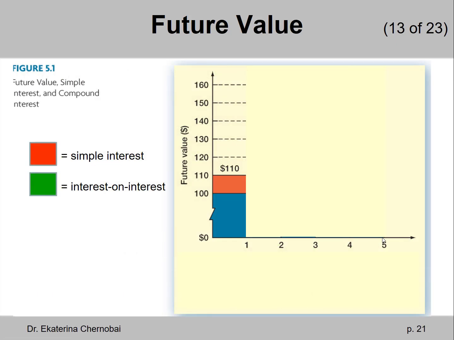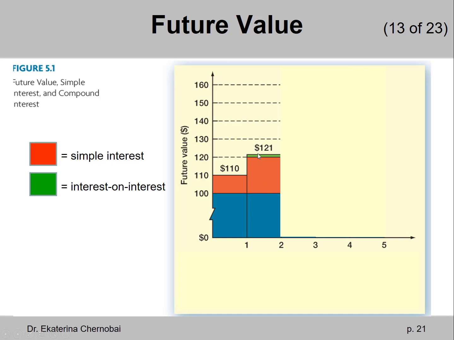This figure is from the textbook. It's figure 5.1 on future value, simple interest and compound interest. And it again illustrates what's going on with earned interest in our problem. You start with $100. 1 year later, you still have it plus $10 extra in interest. 1 more year, the second year goes by, you have earned another $10 on top. So you are at $120. So 2 years' worth of simple interest.